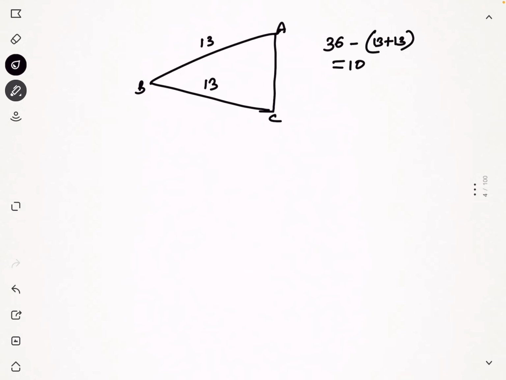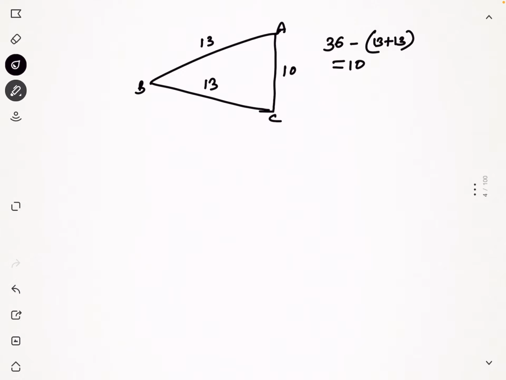So we'll draw an isosceles triangle. These two are equal. These are the equal sides. He says 13 meters, 13, 13, and the total is 36 meter. So 36 minus 13 plus 13, which will be 10. So the remaining side is 10, right? So each of the equal sides is 13 meters. The other one is 10 meters. So which means we have the sides as 13, 13 and 10.